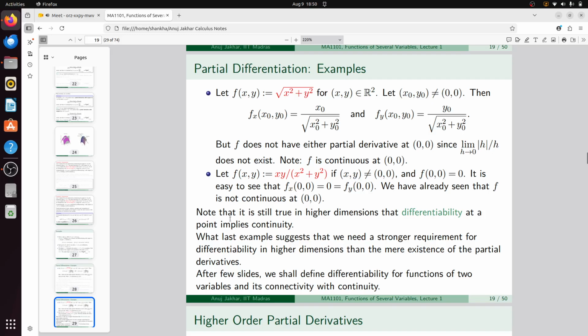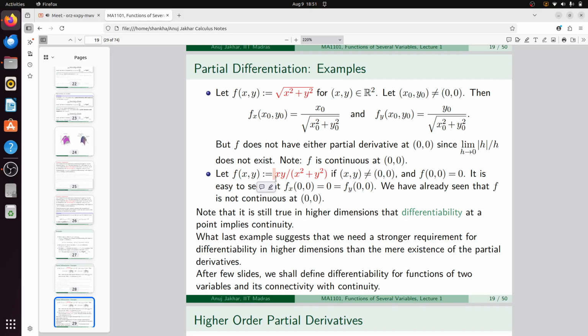So note, is it clear? Now xy by x square plus y square. Now this is a counter example. We have already seen this xy divided by x square plus y square. This function is not continuous at the point (0, 0), but still this function attains partial derivatives at the point (0, 0). This is basically because partial derivability is a loose condition.